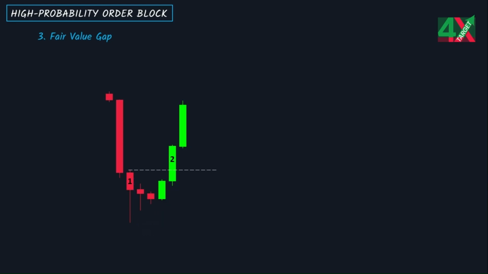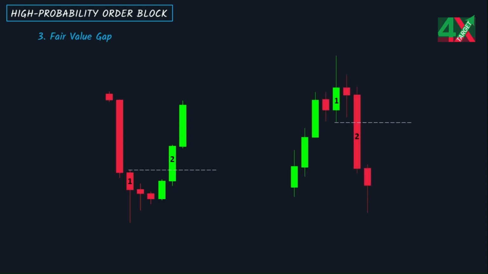The second candle is the impulsive expansion candle that breaks beyond the high of the first candle in a bullish scenario, or below the low of the first candle in a bearish scenario. The candle that follows this expansion completes the three-candle formation and confirms the imbalance.